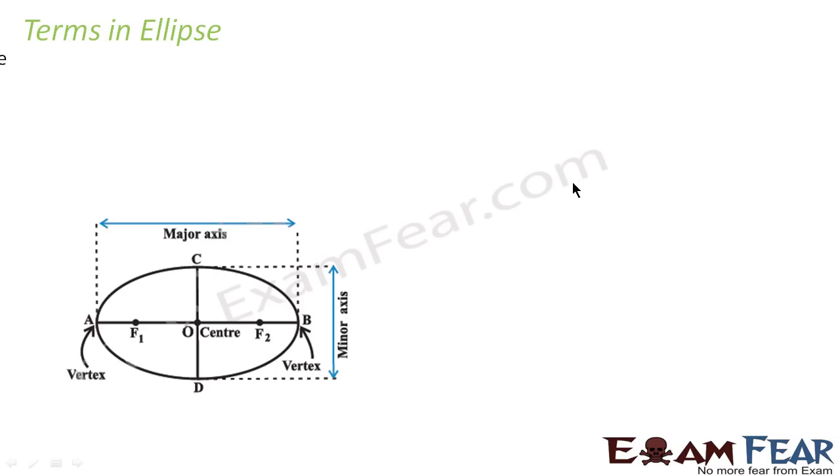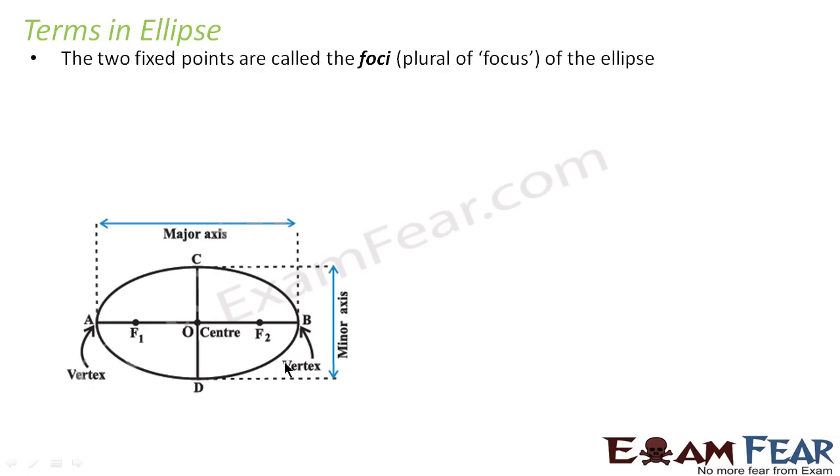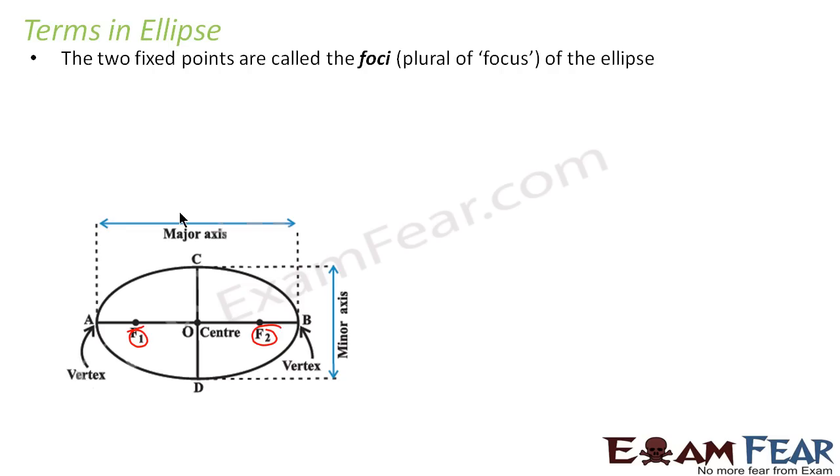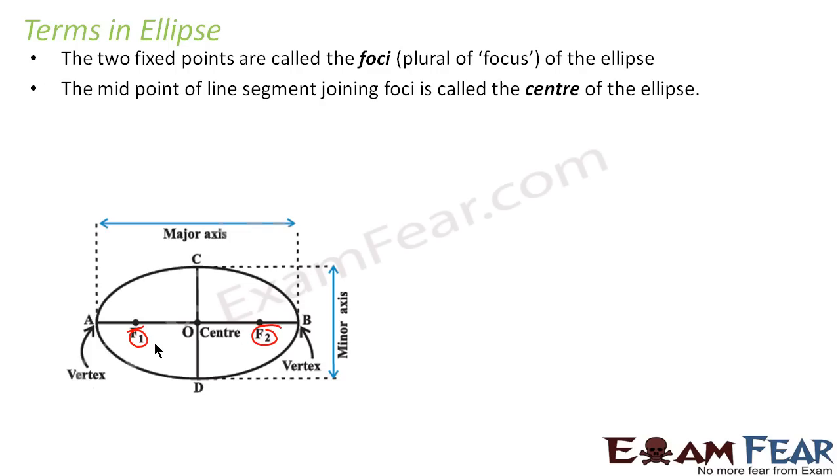Let's see some terms in ellipse. The two fixed points are called foci because they are two. Focus is singular, foci is plural. The midpoint of the line segment joining the two foci is called the center. This is the center.